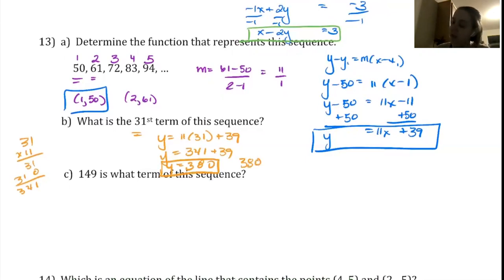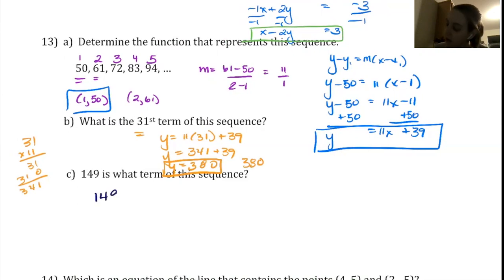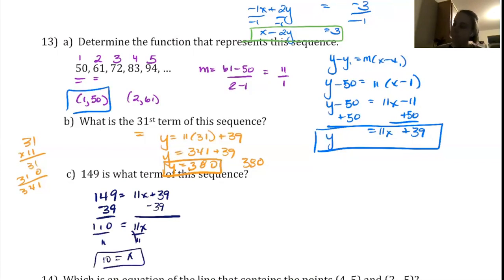149 is what term in the sequence? This is where you're going to set it equal to 149. So 149 equals 11x plus 39. You subtract 39 on both sides. So 110 is equal to 11x. Divide by 11. X is equal to 10. There you go. Take your screenshot.